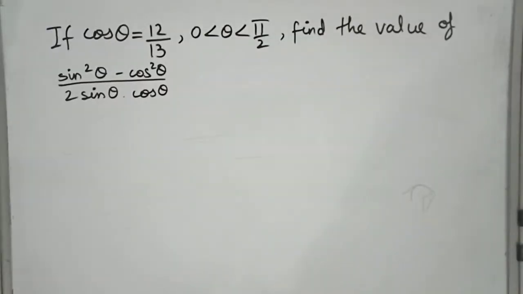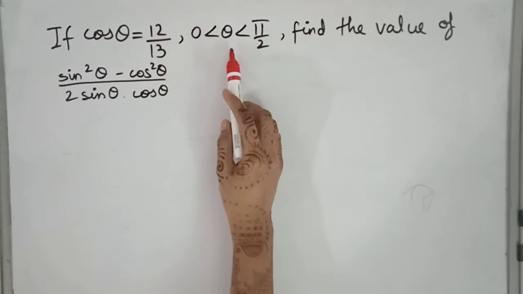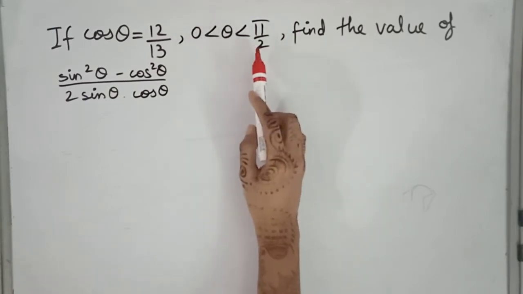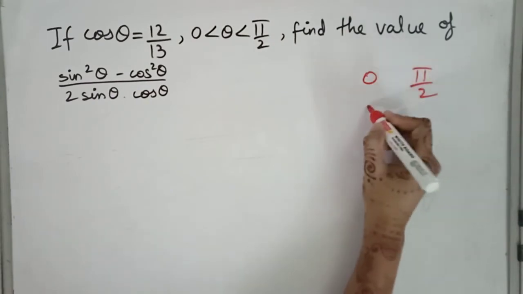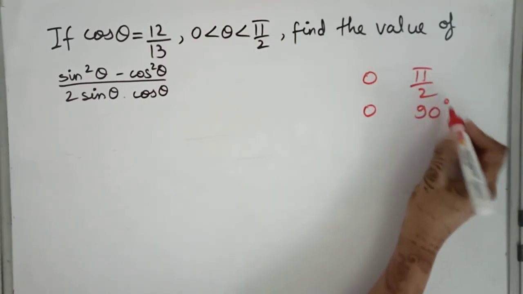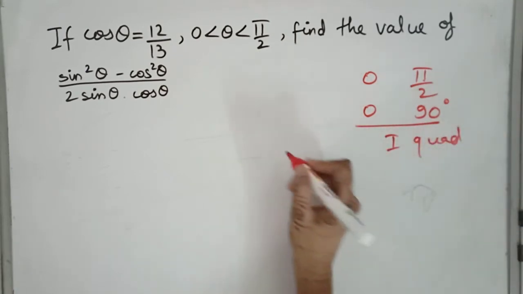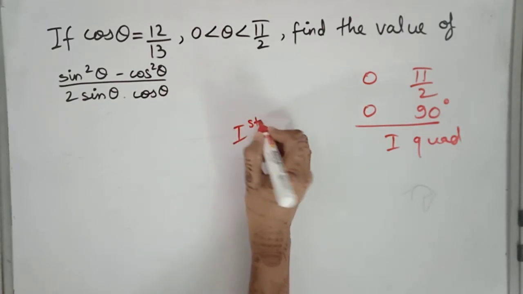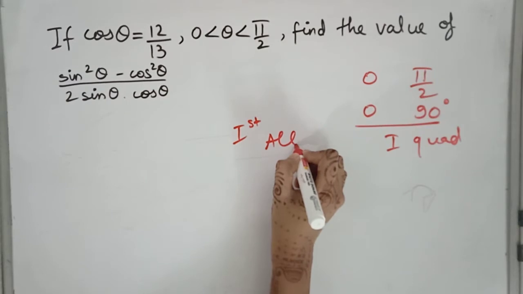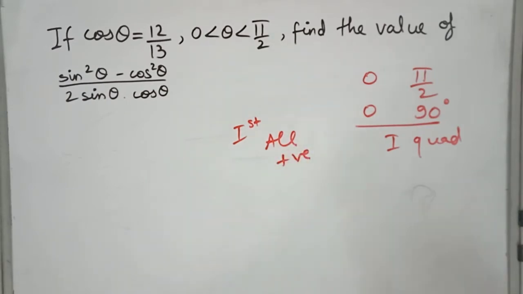Now let's start with another example. If cos theta is equal to 12 upon 13, theta is between 0 and pi by 2. 0 and pi by 2 means 0 and 90 degrees, which is the first quadrant. And we have seen in our last video that in the first quadrant all the trigonometric ratios are positive.